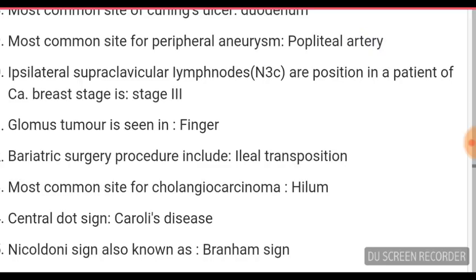Important. Ipsilateral supraclavicular lymph node, that is N3c, in a patient of carcinoma breast, the stage is stage 3. Means if you find ipsilateral supraclavicular lymph nodes positive, then you will stage the breast carcinoma as stage 3C. Glomus tumor is most seen in the finger.